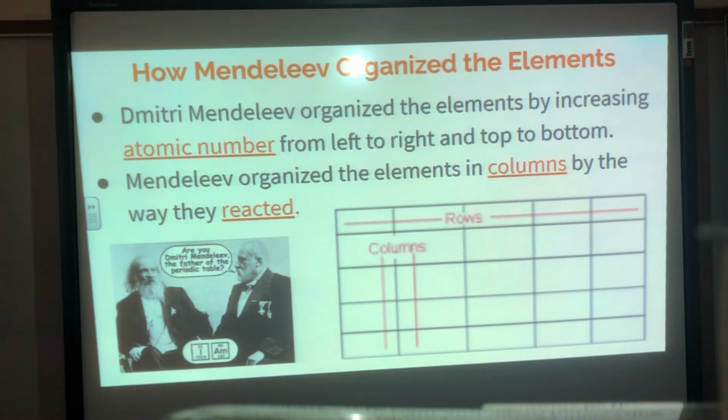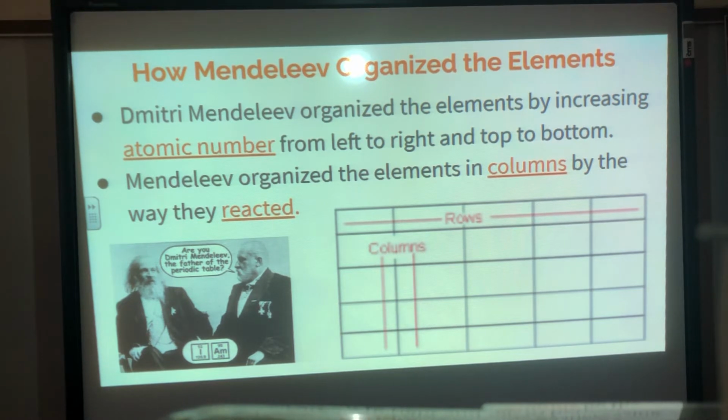Mendeleev, we know Dmitri. He organized the elements by increasing atomic number. As the number goes up, from left to right. From left to right, all right? But he also organized it from top to bottom. From left to right and top to bottom. That will be a quiz question coming up, so be prepared for that.